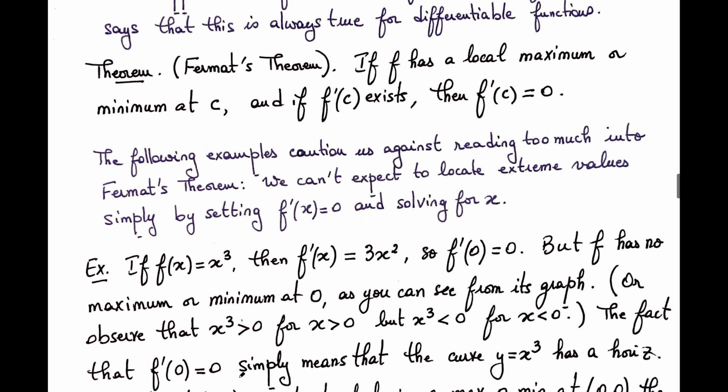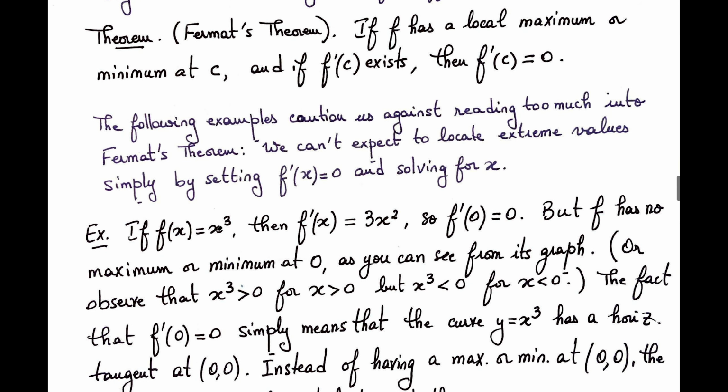Take a look at this function. f of x equals x cubed. We just graphed it before. We know that this function, we discussed it before, doesn't have a local maximum nor a local minimum. If you differentiate f at x, this is 3x squared, right? And so it's 0 if and only if x is 0.